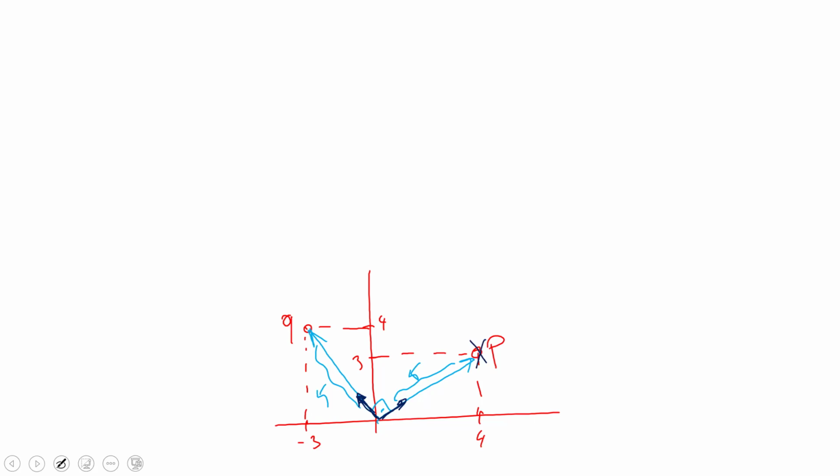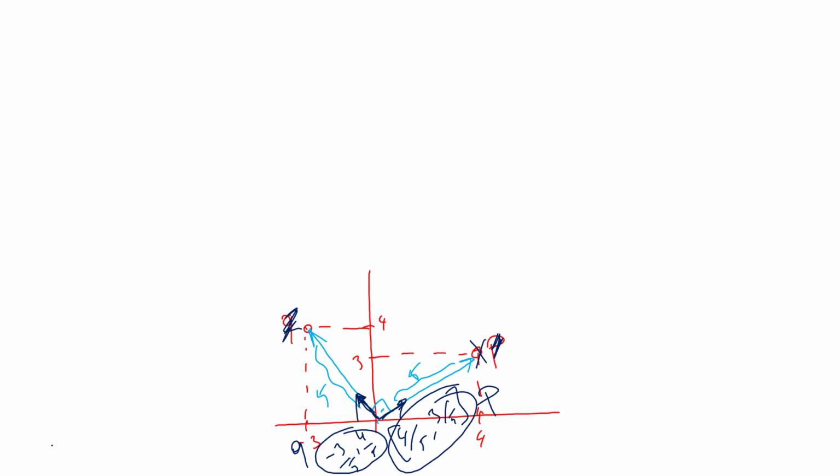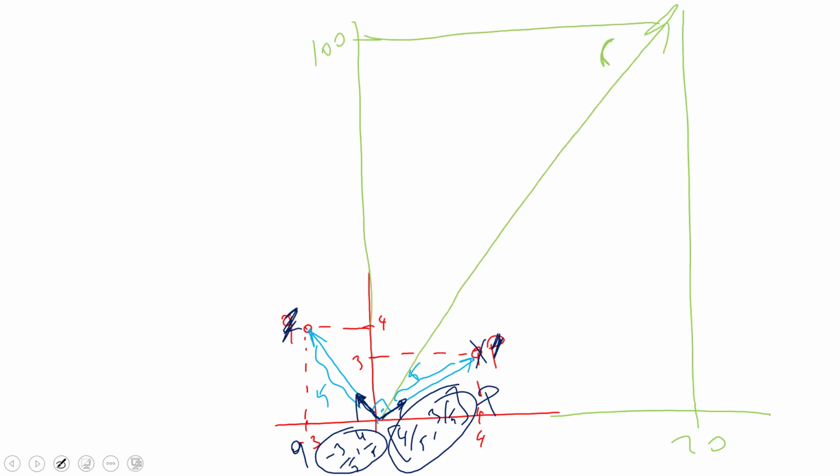So let's change P to be at 4 over 5, 3 over 5. And let's make Q to be at minus 3 over 5 and 4 over 5. So that's my new P and my new Q. These new P and Q vectors are both orthonormal and they have a unit length of 1. Let's take another vector at, say, 20 and 100. And let's call this vector R. You can show that R can be written as 76 times P plus 68 times Q.